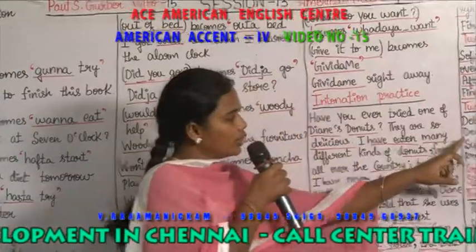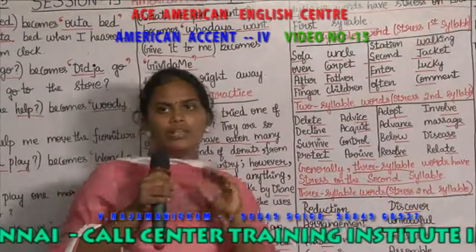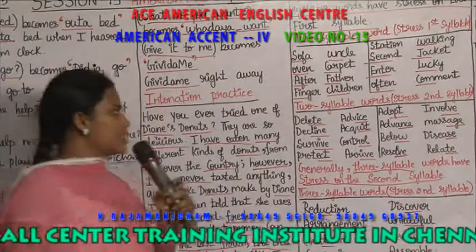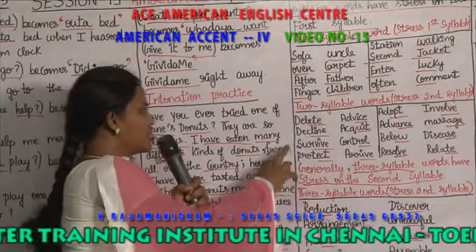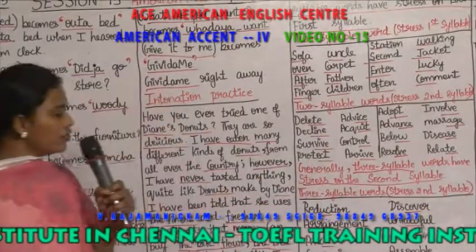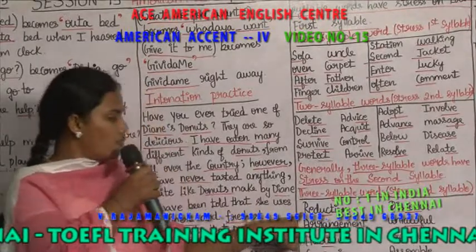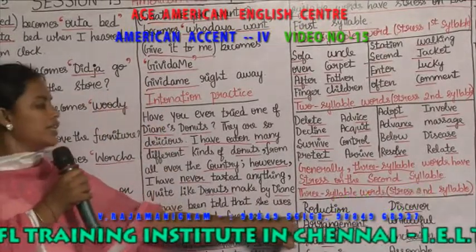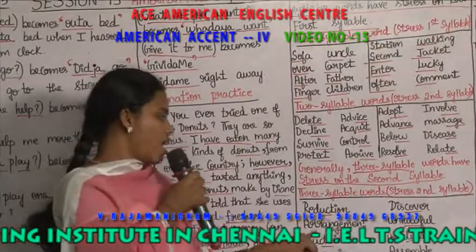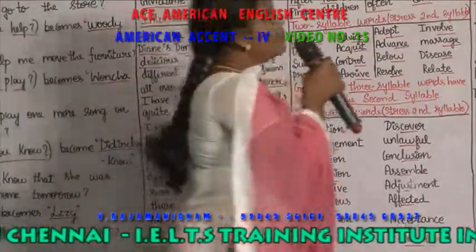Then now we are going to see verb syllables. In a verb, the second syllable gets the stress: delete, decline, survive, protect. Then you have one word with three syllables, one word having three vowels. Then the second syllable gets the stress: reduction, arrangement, addition, companion. Syllable stress practice.